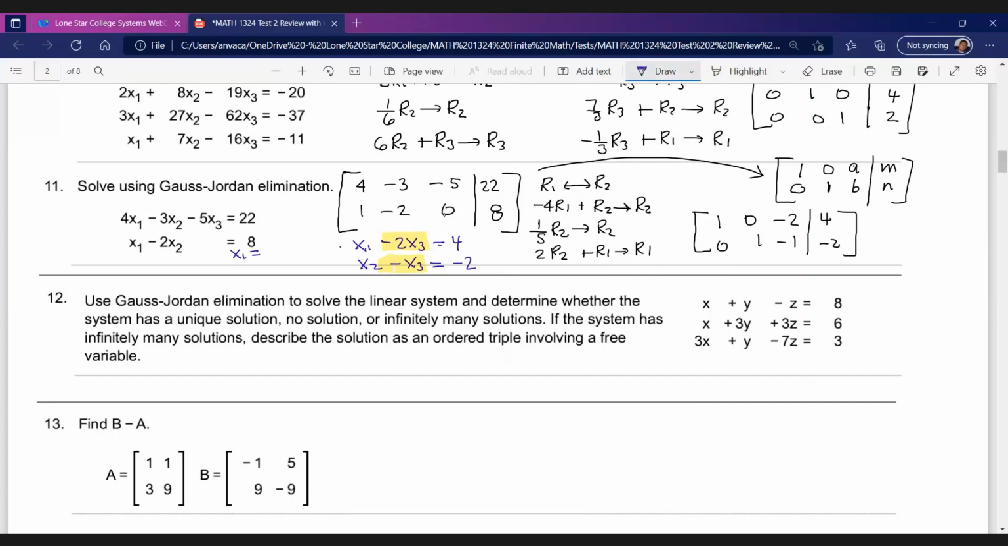X1 is equal to 2 times... So if we move it to the other side, it becomes a positive. Okay, so it looks like that. And then the second variable is equal to, again, if we move this term to the other side, it becomes positive. So it becomes 1x3 minus 2.